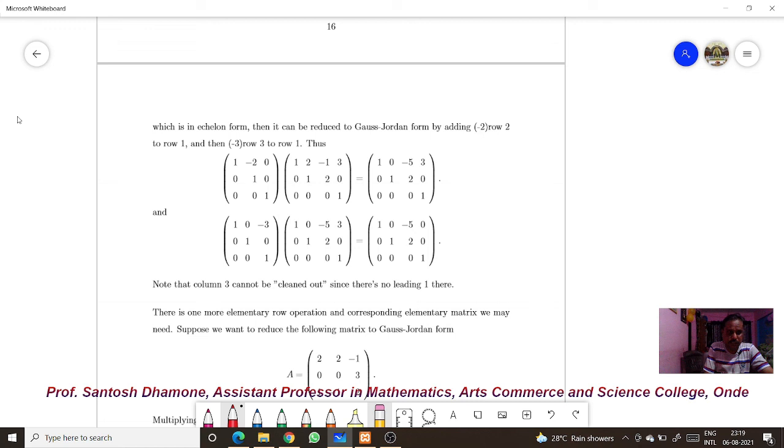Here the identity matrix is 1 0 0 0 1 0 0 0 1. We interchange these rows, we get matrix E3, and the resultant matrix is 1 1 minus 1 half 0 minus 2 5 by 2 0 0 3. This is the elementary row operations.